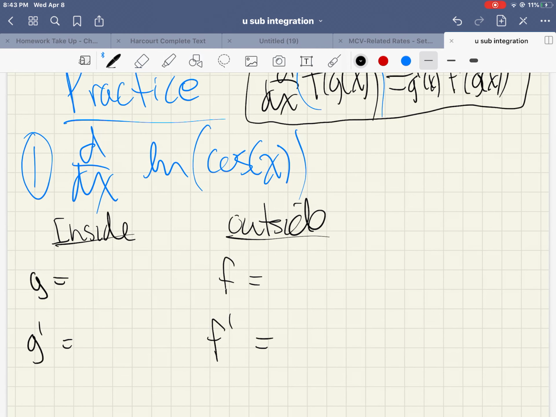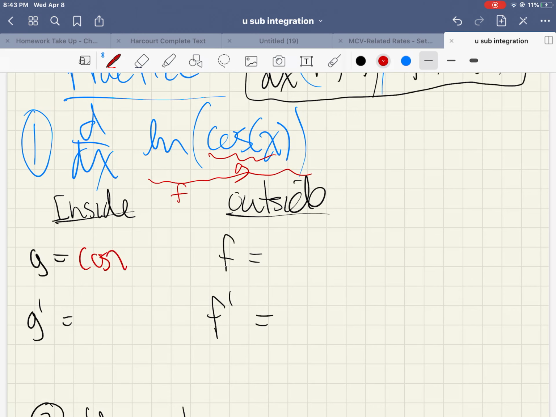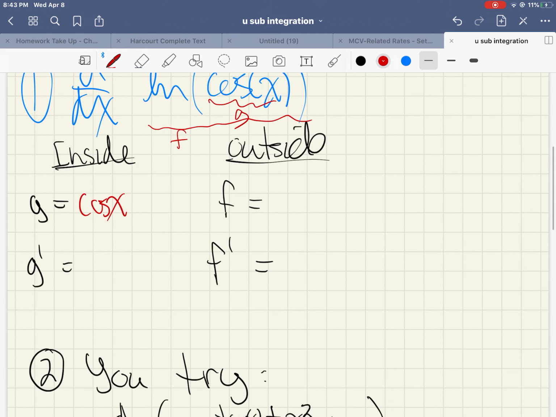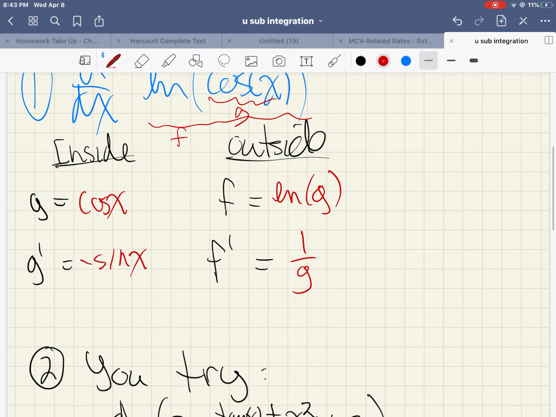So for this one, the inside function is going to be g, and then the outside function will be f. So g is, in this case, cos x. G prime would be negative sine x, and f of x is ln of g. Right, g is the inside. And what's the derivative of ln? 1 over the function. So the derivative is 1 over g.